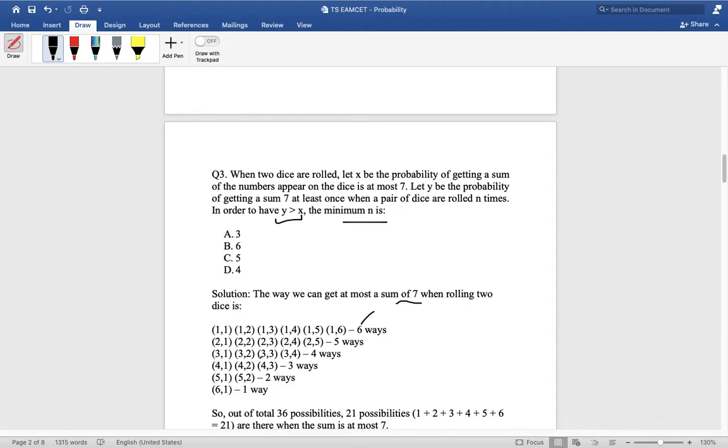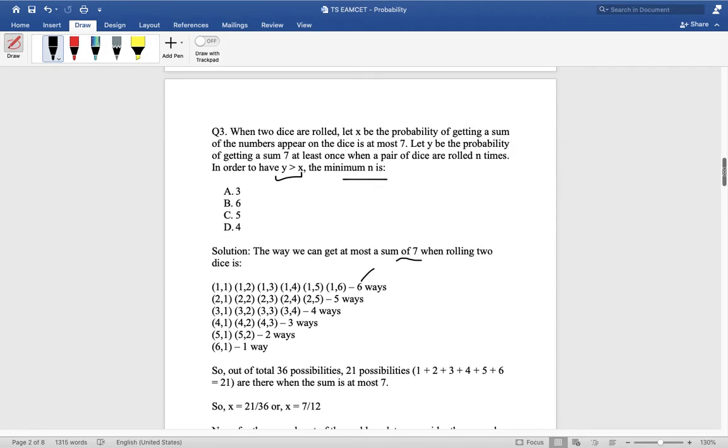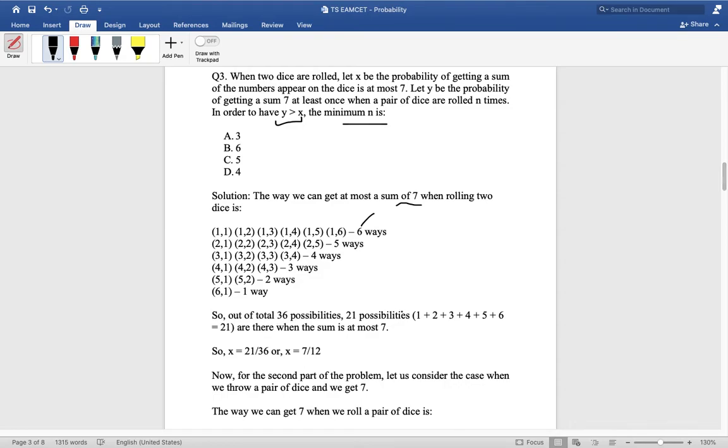Then 3 and 1, 3 and 2, 3 and 3, 3 and 4. So 4 ways. 3 and 5 and 3 and 6 are excluded because the sum becomes more than 7. Then 4 1, 4 2, 4 3, 5 1, 5 2, 6 1. So that's 1 plus 2 plus 3 plus 4 plus 5 plus 6, which gives 21 total possibilities when the sum is at most 7. The total number of possibilities is 6 times 6, which is 36. So x equals 21 divided by 36. So x is 7 by 12.